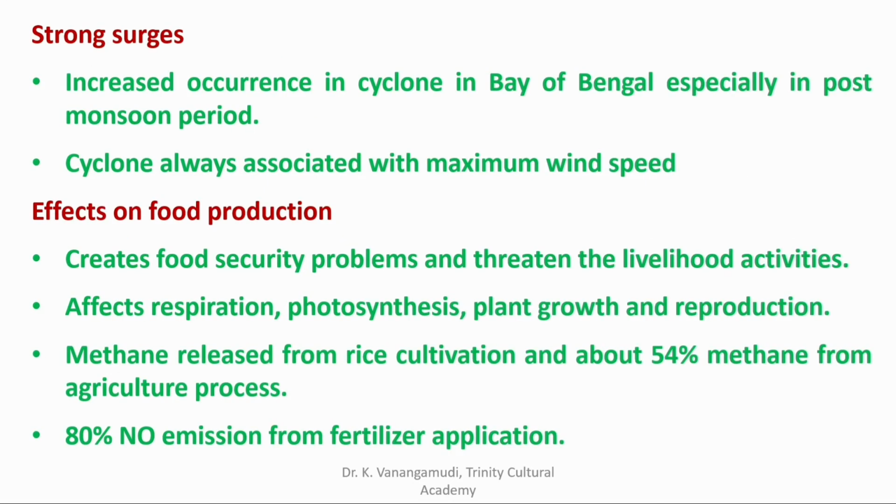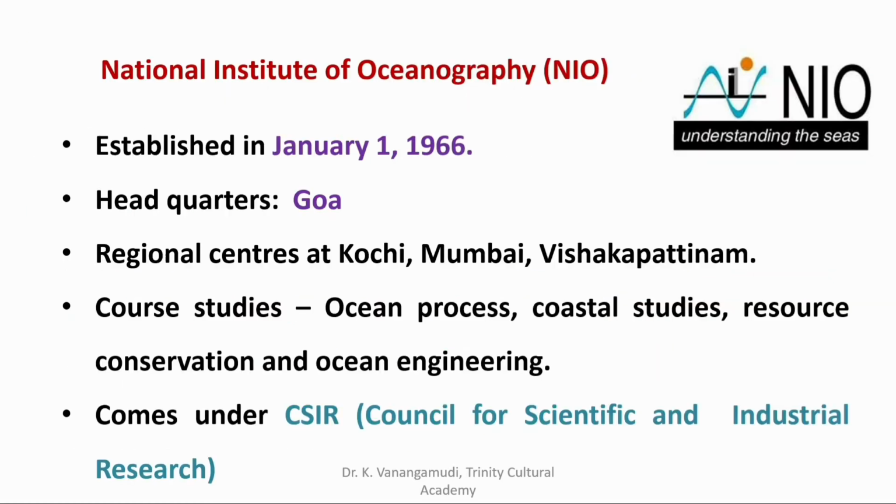Increased occurrence of cyclones in the Bay of Bengal, associated with high wind speed during the post-monsoon period, is called strong surges. Ozone effect on food production: threatening of food security and livelihood. It affects respiration, photosynthesis, plant growth and reproduction. About 54% of methane is produced from rice fields as well as agricultural processes. 80% of nitric oxide is emitted from fertilizer application. Good friends, so far we have seen climate change and its impact.